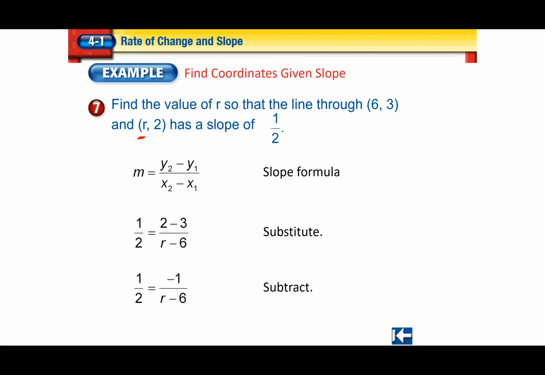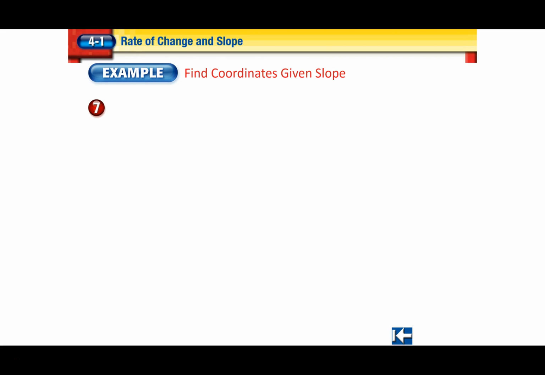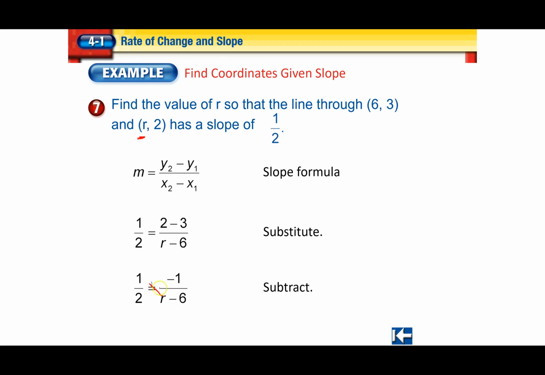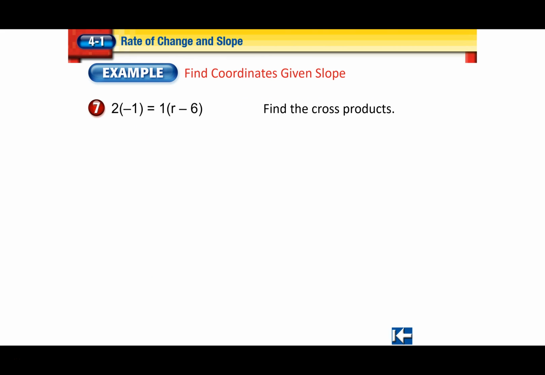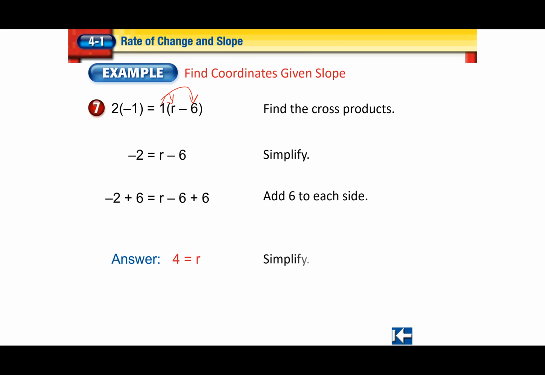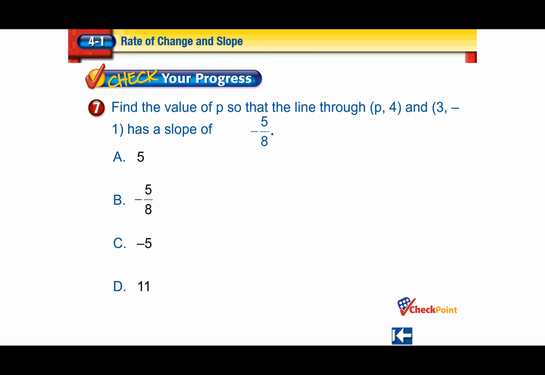Oh, sorry, subtract. We're going to simplify that first. Subtract, cross multiply. Now so you can see it, cross multiply from here. Now we're going to distribute. So they distribute over like this. Gets rid of that 1. From here, we're going to add 6 to both sides. And then those will cancel each other out. R equals 4. Pause this, give it a shot.